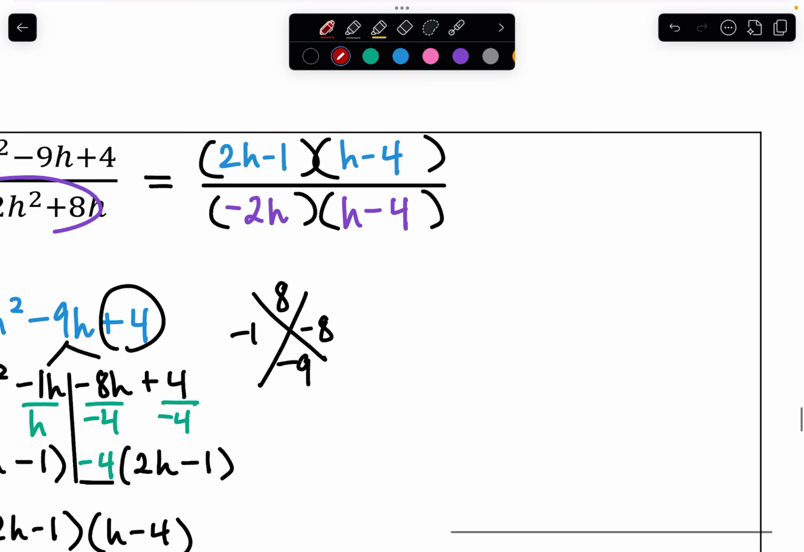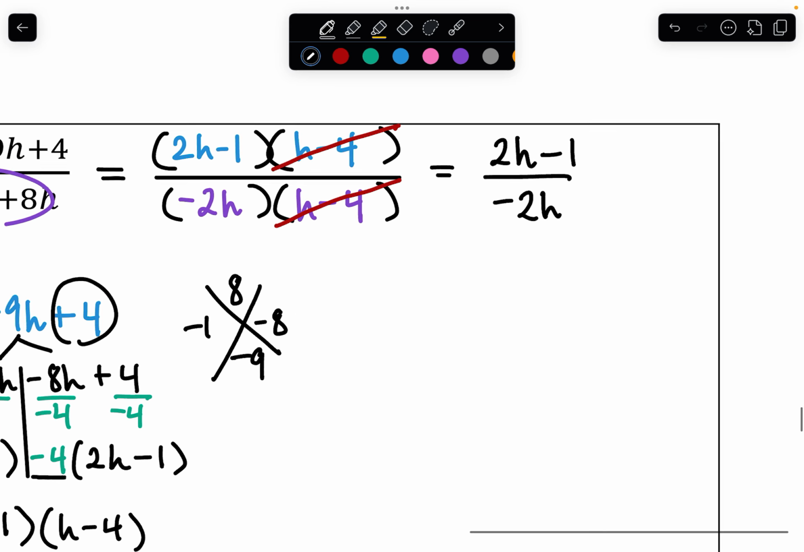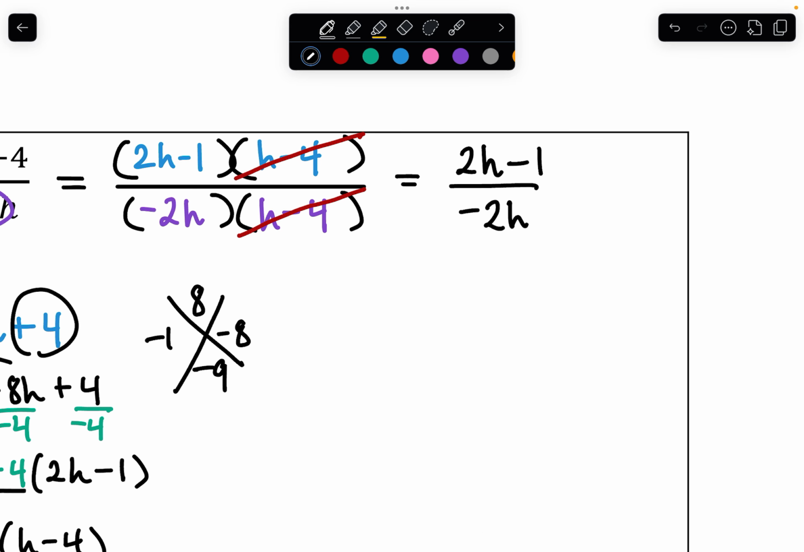Okay, and so the common factor I'm seeing here is h minus 4 and h minus 4. And so that leaves a 2h minus 1 on top and a negative 2h on bottom. Now be careful because you're seeing a 2 on top and bottom, and you're seeing an h on top and bottom. Those can't cancel because these are terms. With that minus sign, it messes us up. If that term wasn't there, we could cancel these, but because this is here, we're stuck with everything that's still here.